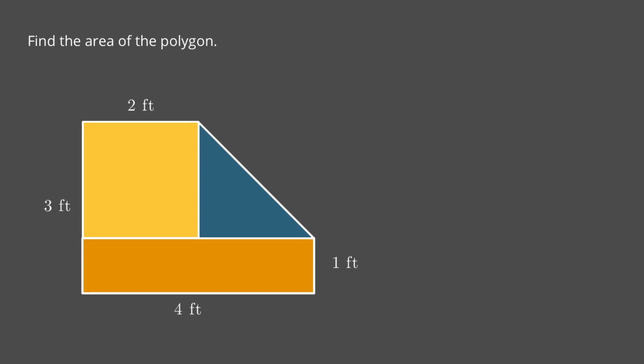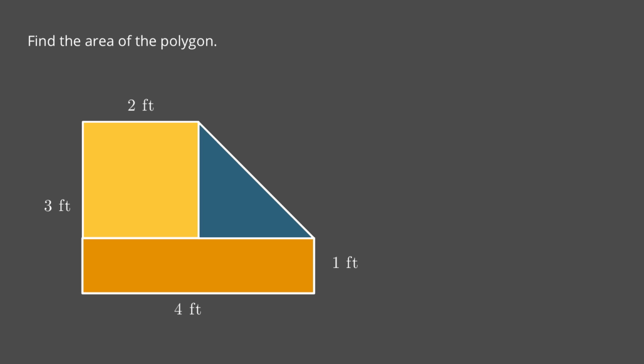Today we are going to learn how to find the area of a complex polygon. A complex polygon is something that is made up of other smaller, simpler polygons, which could be, in this case, a triangle, a square, and a rectangle. You could also throw in trapezoids, circles, semicircles. You can mix any of those together to create a complex polygon.